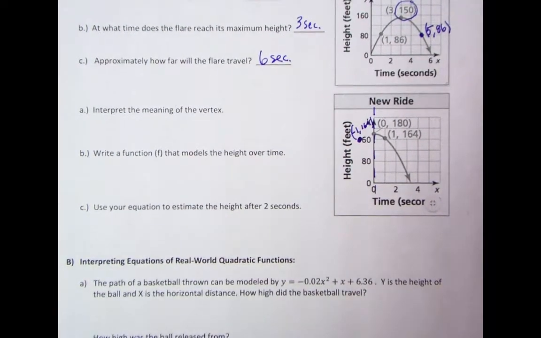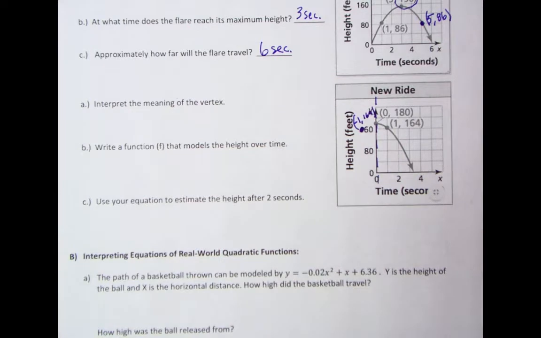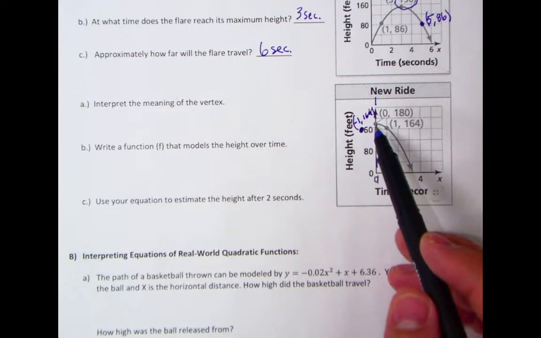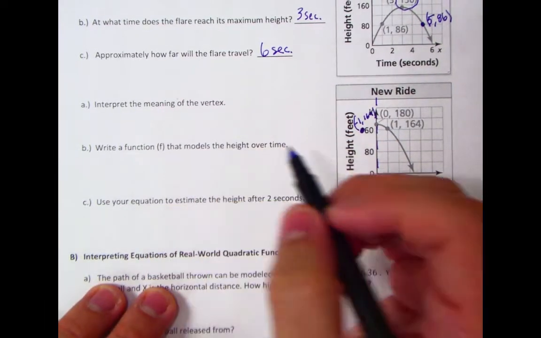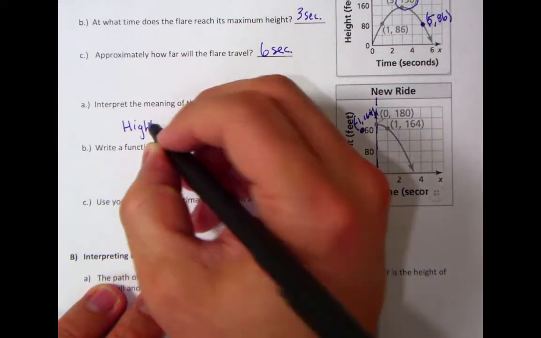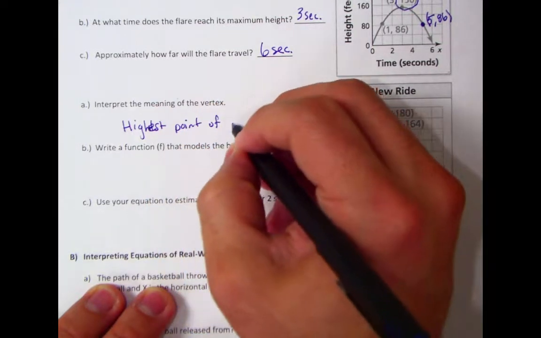Okay, so the second part of this says, interpret the meaning of the vertex. You've seen a lot of interpretation type of questions. But seeing as this is a new ride on a roller coaster, and we get a visual of what it looks like, the vertex can probably be interpreted as the highest point. That's the highest point of the ride. So you can say highest point of ride.